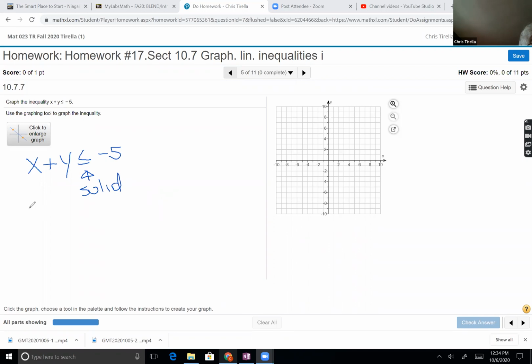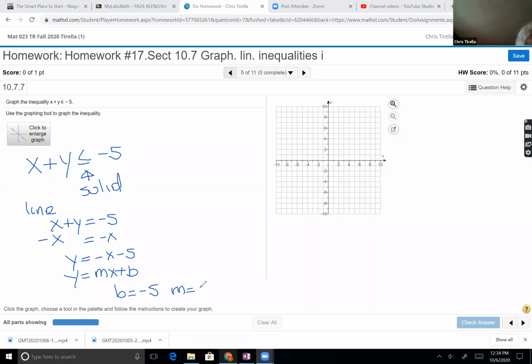Then the next thing I have to do is find the line. To find the line, it's going to be the line x plus y equals -5. Again, I like that y equals mx plus b. So I'm going to get the y alone and get y equals -x minus 5. When I compare it to y equals mx plus b, b is -5 and m is -1, as a fraction, -1/1.